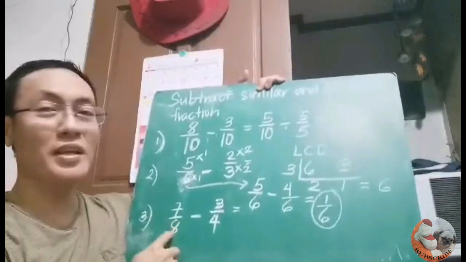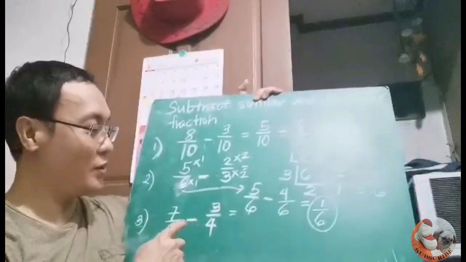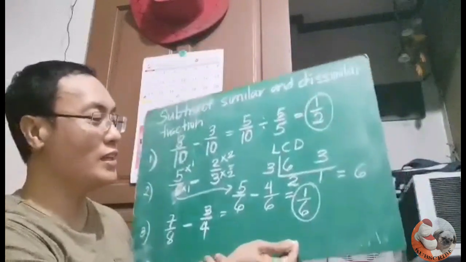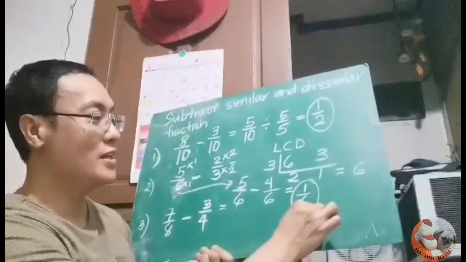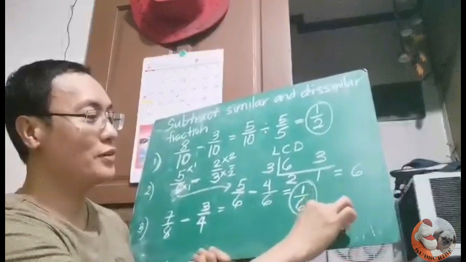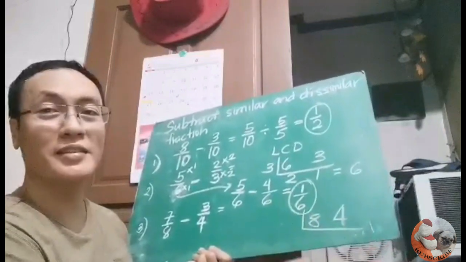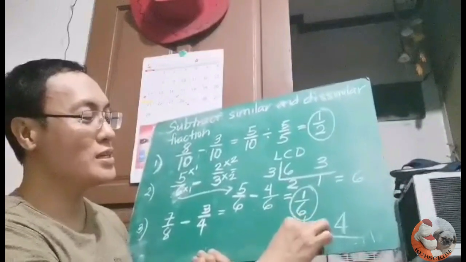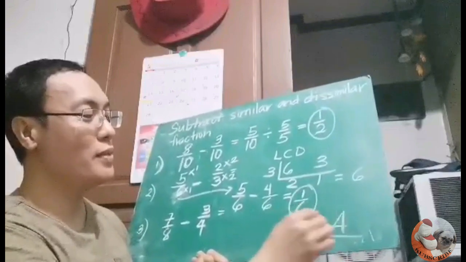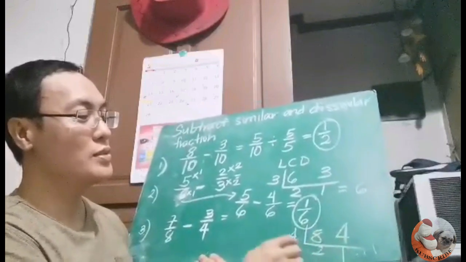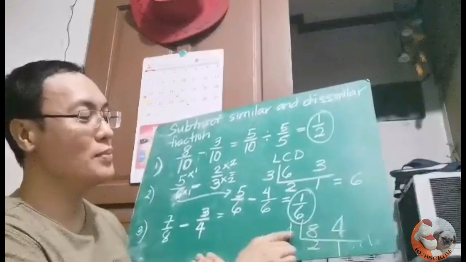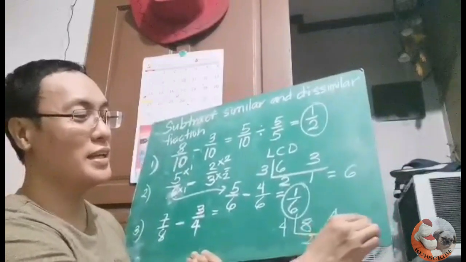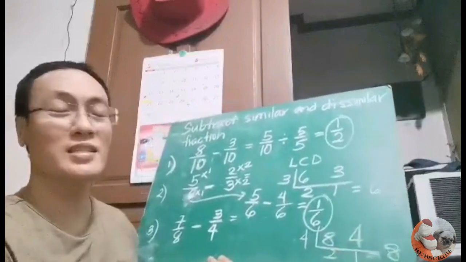Okay, how about 7/8 minus 3/4? Okay, again, they are dissimilar fraction. Hanapin natin ang kanilang LCD. 8 and 4. So, divide natin sa 4 ang GCF. 8 divided by 4 is 2. 4 divided by 4 is 1. So, to get the LCD, multiply 4 times 2 is 8 times 1 is 8. So, 8 is the LCD.